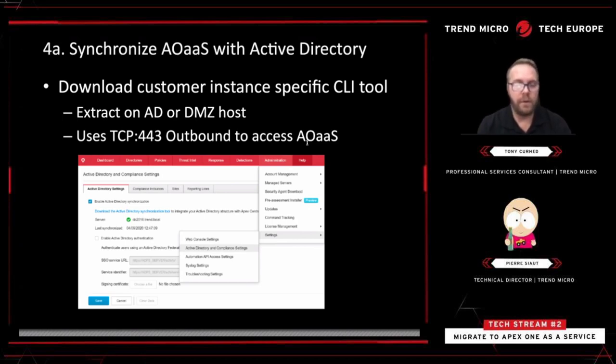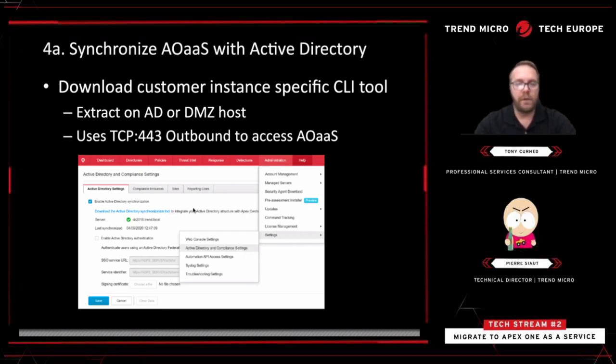If you use on-prem, you will download a CLI tool, which is specific for this Apex One as a Service instance. Every time you click that download Active Directory synchronization tool here, it will always generate a new key for a specific tool and disable the old ones. So that might be good to know if you download it several times from here.